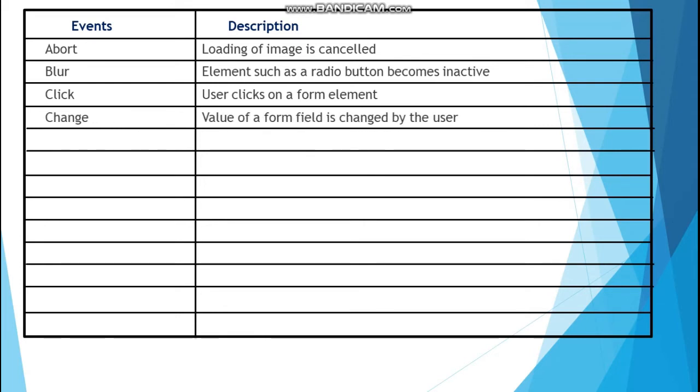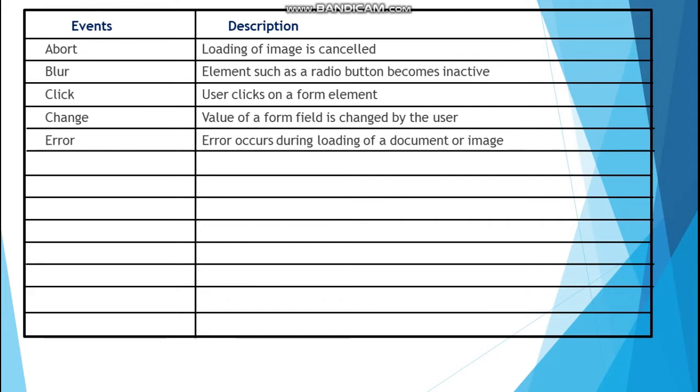The next is change. The value of a form field is changed by the user. So whenever we type something in a particular text box or any other object, then the value of that object gets changed. Whenever you change any detail in a particular input object, then at that time the change event occurs for that object.